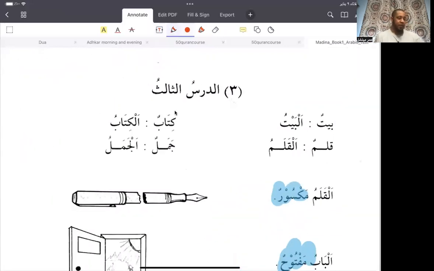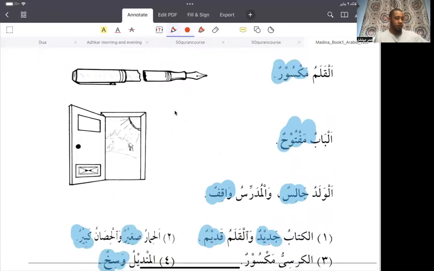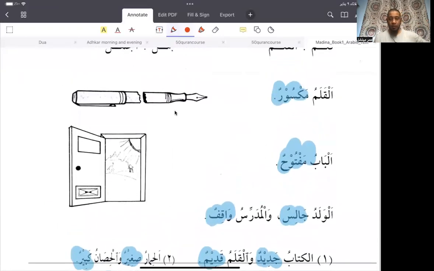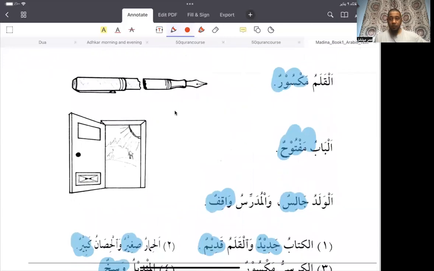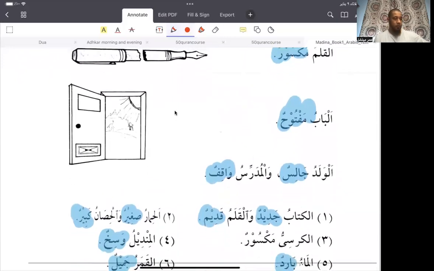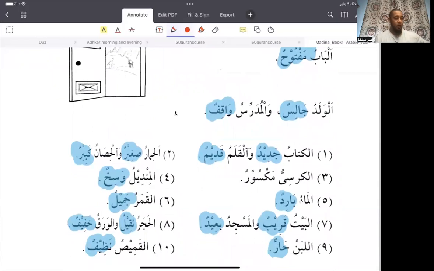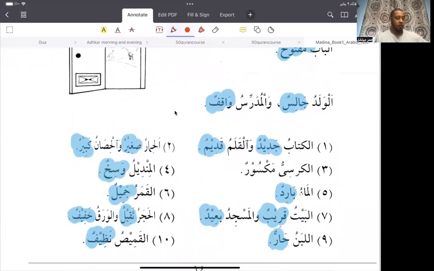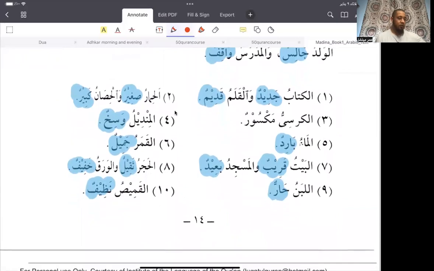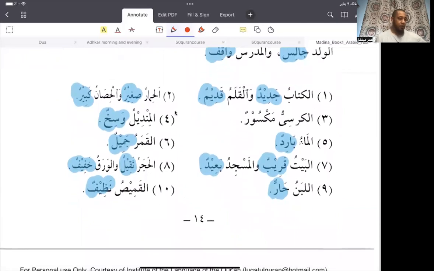Then we have some examples. We went over the vocabulary words that are new. We put in blue maksur, maftuh, right? Broken, open, jalisun, sitting, waqifun, standing, jadid, qadim, saghir, kabir, barid, wasikh, jamil, qarib, ba'id, thaqil, khafif, har, and nadhif.